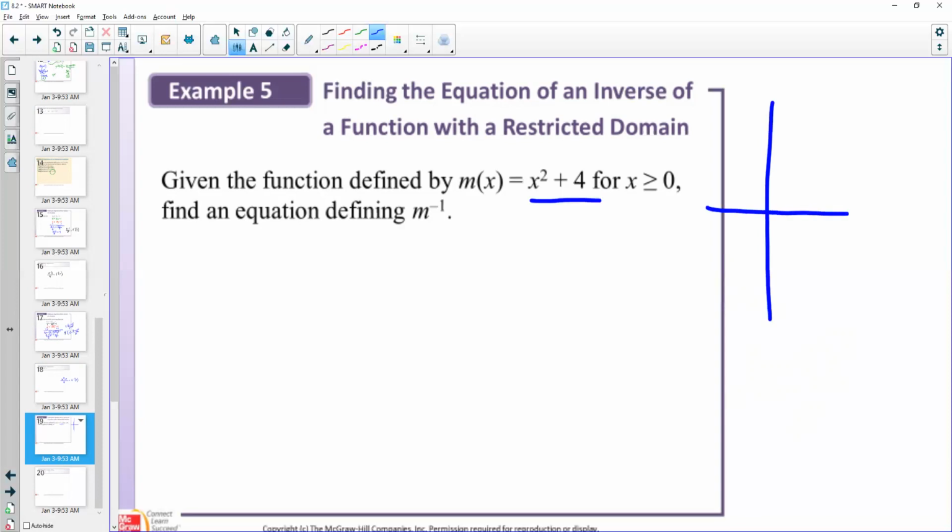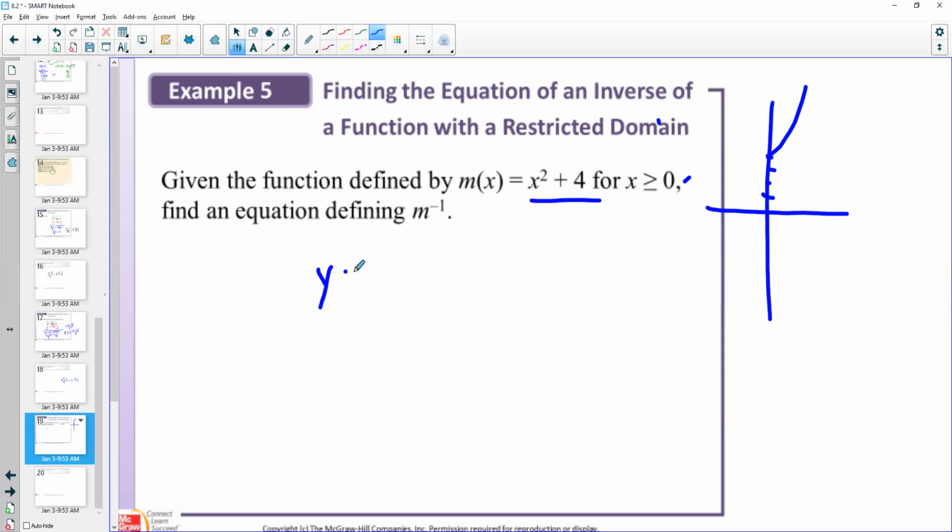And I don't worry about this yet. For x squared plus 4, we know, because we've done this, I get a parabola, right, at 4 units up. So when I include the idea that x has to be greater than 0, what that does is it takes this half of my graph away, and then it assumes that I'm only working on that side, so that this is a one-to-one function. Okay, so then we're going to follow the same steps.